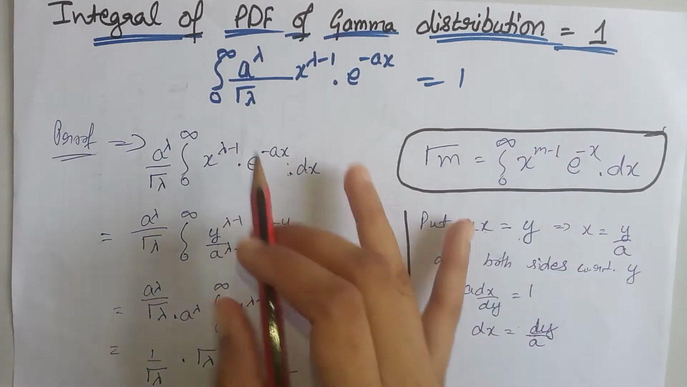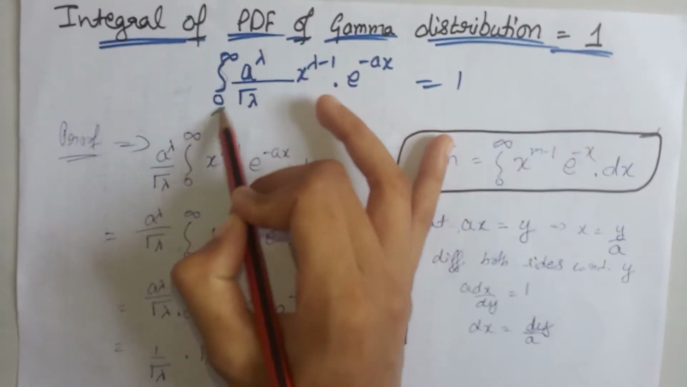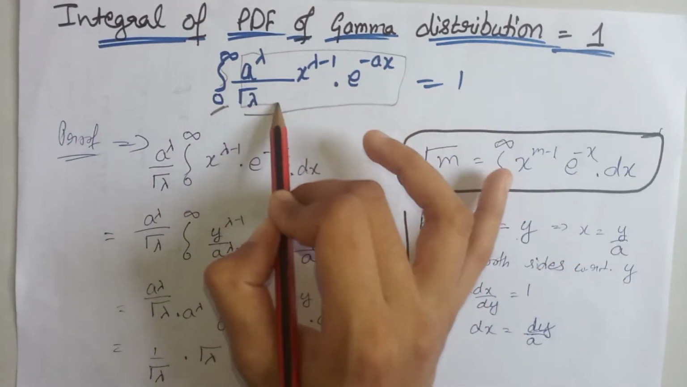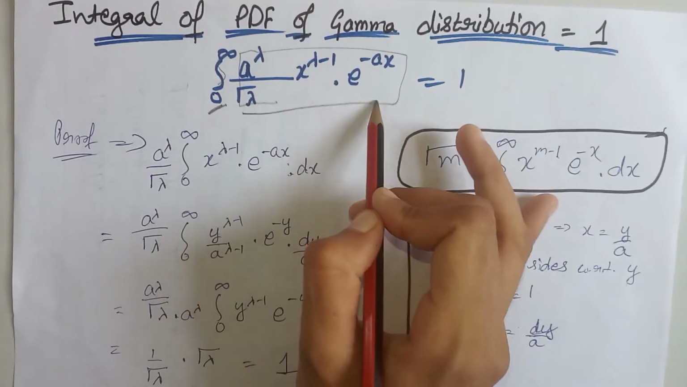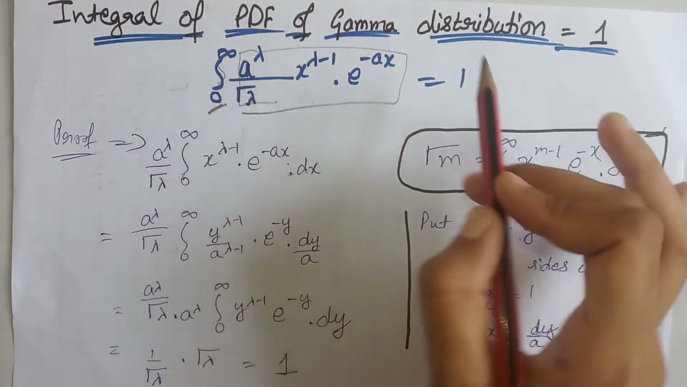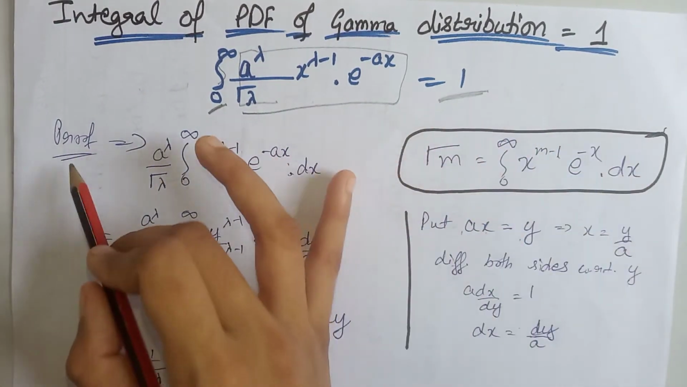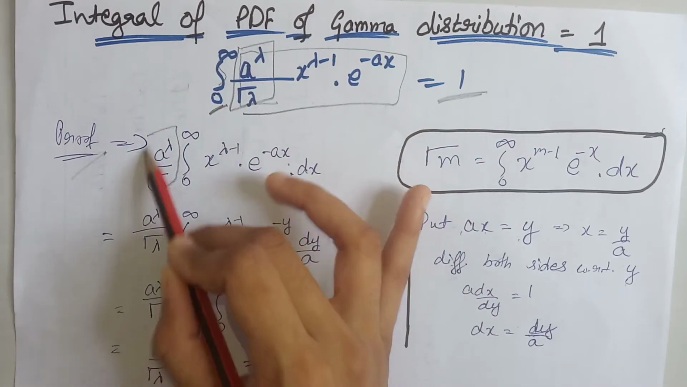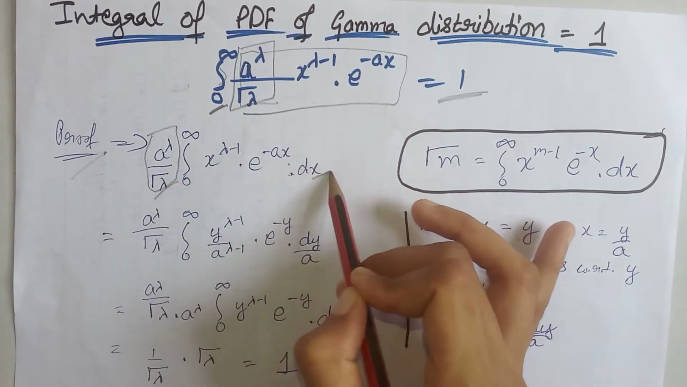Now we will prove that the integral over the whole values of x of the probability density function of the gamma distribution with the two parameters, that is lambda and a, is equal to 1. So let's start the proof. Firstly, we will take this constant term outside the integral because this term does not contain x.